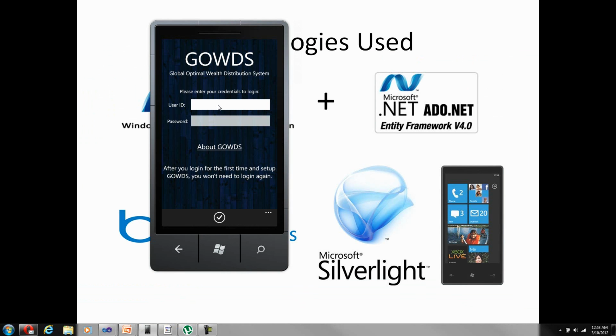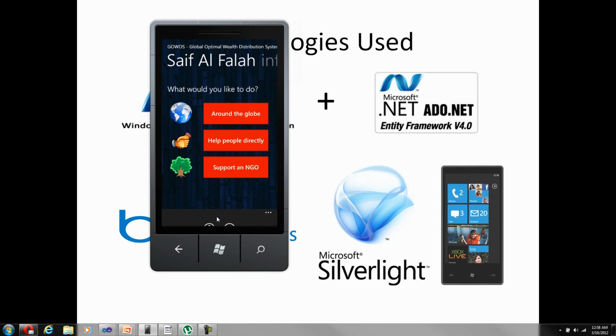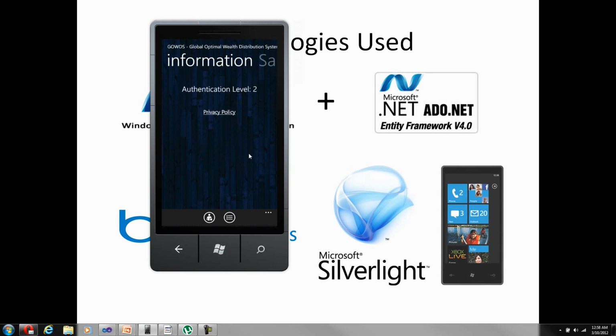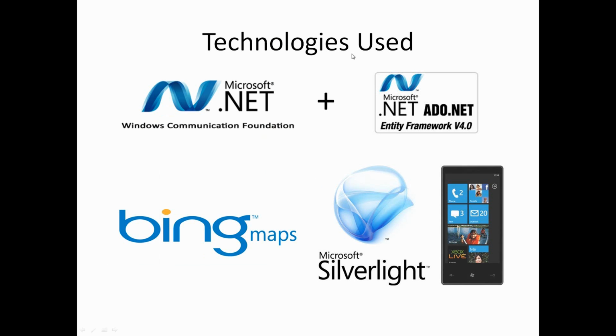GOWDS. We have to enter some credentials here to log in to this system. This is the main page. I'll enter one ID. It's verifying it. And I'm logged in. Now this is the main screen of this application. This is a pivot, and now if I pan over, I can see it says authentication level 2. Now what is authentication level? Let me show you. Back to the slide.